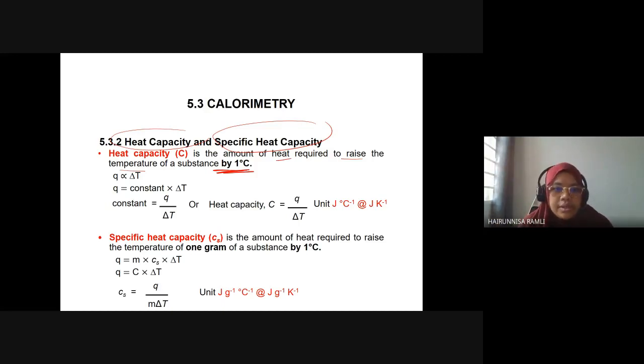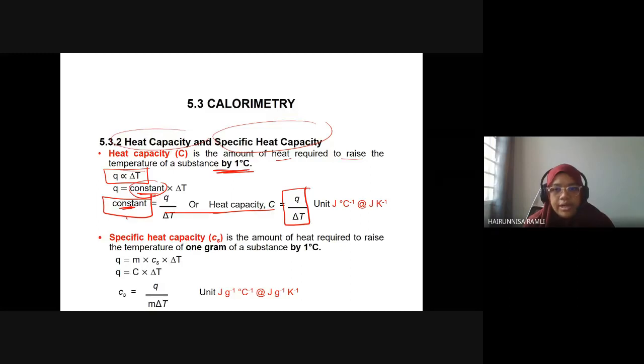So kita tahu the heat is directly proportional to delta T. So kalau you nak jadikan dia equation, you put a constant here. So this constant yang kita nak cari, where this is the heat capacity. So constant or heat capacity is equal to Q over delta T. And here Q, unit dia joule kan. Delta T is degree Celsius or Kelvin. Okay, so this is heat capacity.